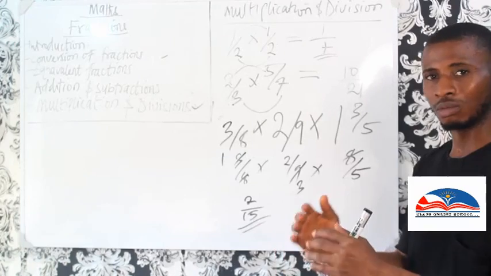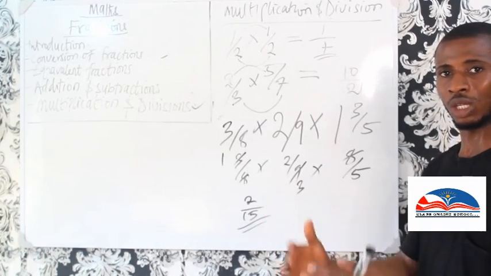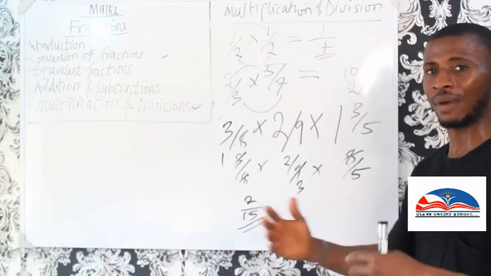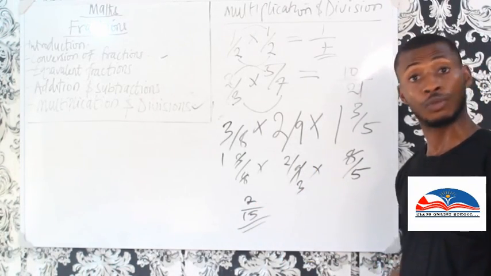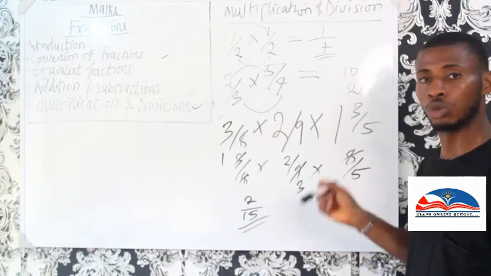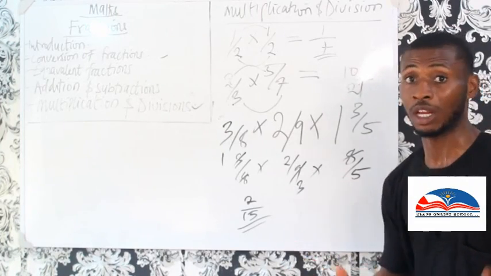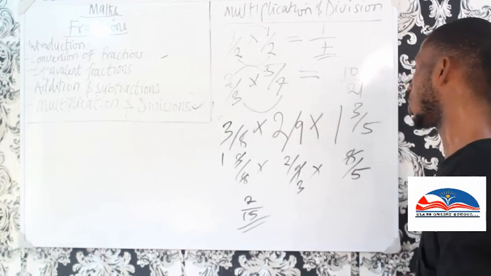Just follow the steps, due process, check whether 2 can divide, 3 can divide, 5, and then just divide them, you get 2/15. If you didn't get 2/15, you're wrong. You need to just go back and do it. Maybe after this you can just try it and see how it goes.